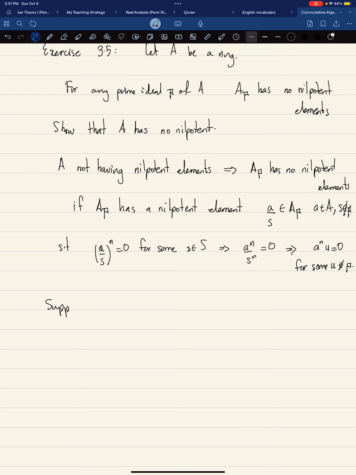So suppose A has a nilpotent element, then we know that a belongs to P for every prime P. We have to somehow show that some A_P has a nilpotent element.